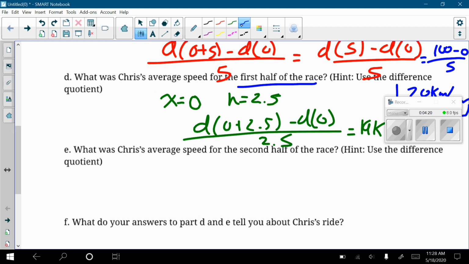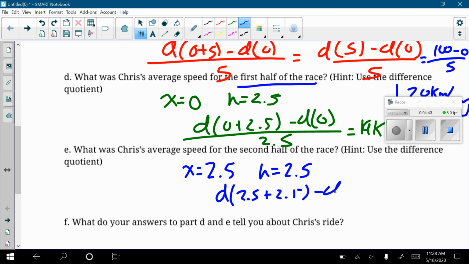Okay, let's do the second half. Well, what's the first x value I'm going to use? I'm only doing the second half, so the first x value is going to be 2.5 hours in. And then I'm going to take another measurement. I'm going to just find the slope between x is 2.5 and x is 5, which is 2.5 hours later. Do my difference quotient: D of x plus h minus D of x all over h.